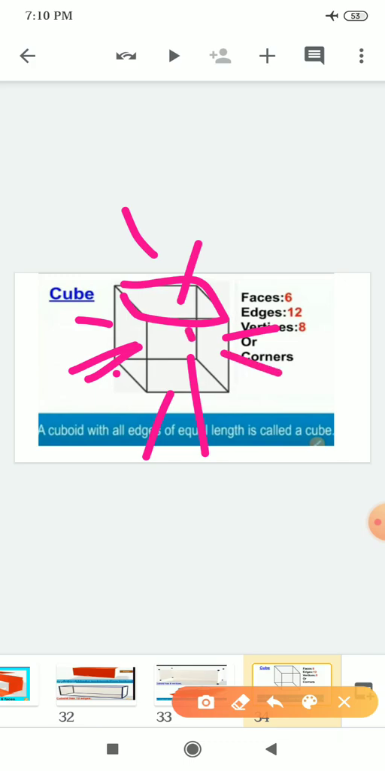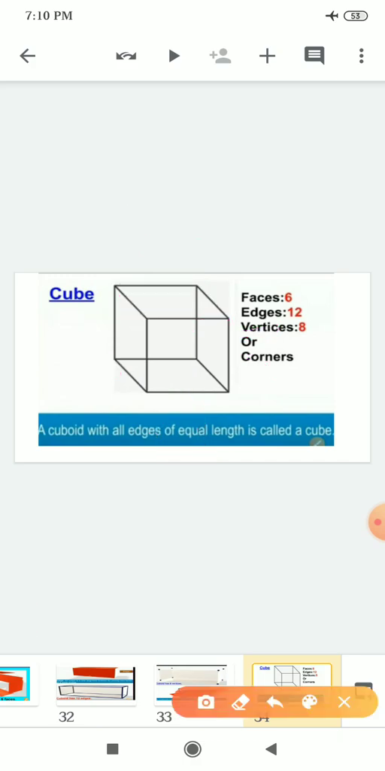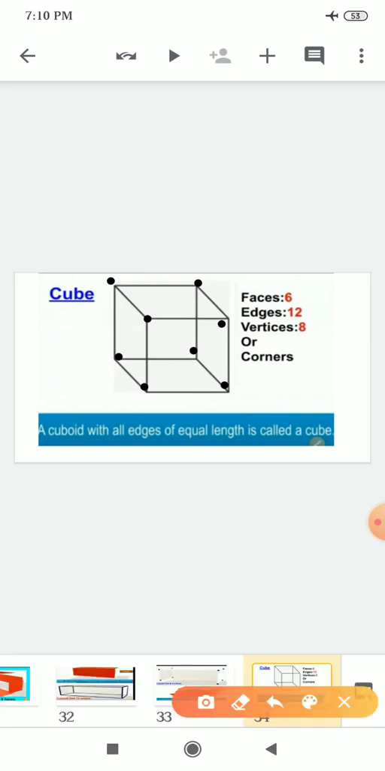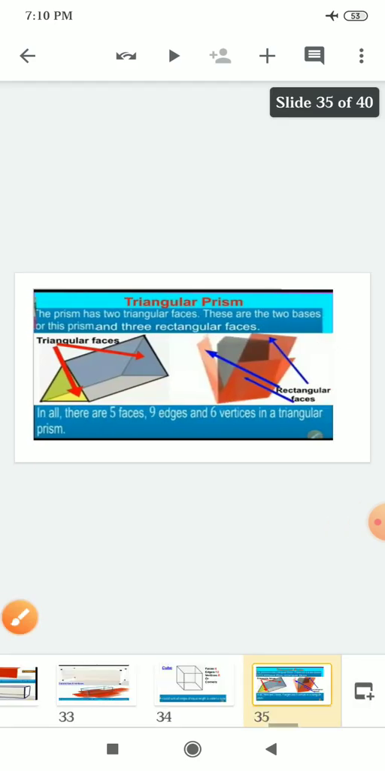And vertices: 4 up vertices. How will vertices be 8? 1, 2, 3, 4, and 1, 2, 3, 4. These are vertices, so it has 8 vertices, or you can say corners. Now we have the triangular prism. The prism has 2 triangular faces, these are the 2 bases of this prism, and 3 rectangular faces. In all there are 5 faces, 9 edges and 6 vertices in a triangular prism.